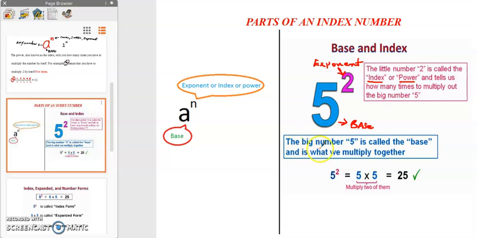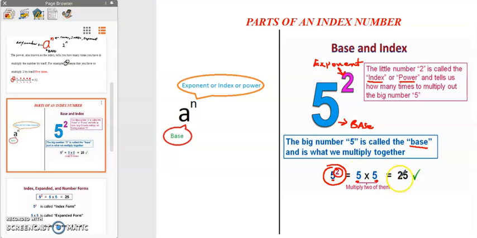And again, the big number 5 is called the base and is what we multiply together, right? So in this case where we have 5 to the second power, or 5 squared, the base is what we repeat, 5, 5. And the index, the power, or the exponent tells us how many times. So we multiply 5 by itself 2 times, right? Multiply 2 of them because we have 2 at the top here. And this would equal 25.